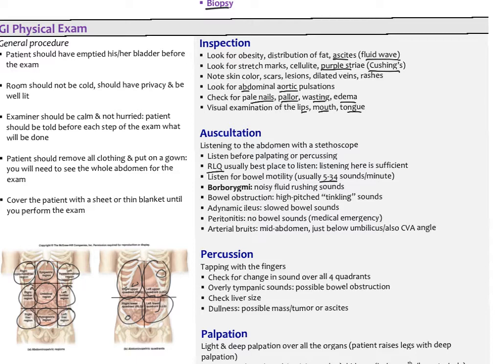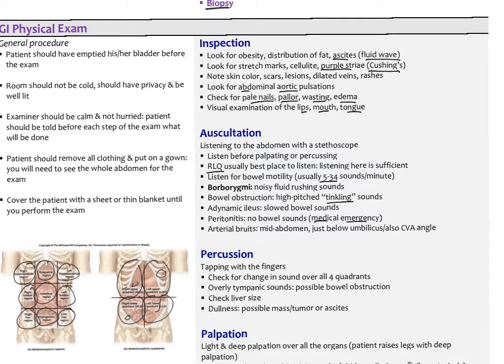That's normal. In a bowel obstruction, you often hear a high-pitched tinkling sound. That's as chyme is squeezed through that obstruction, causes repercussions, and that's what you hear there. Adynamic ileus is slowed or actually no bowel sounds, and that can happen after abdominal surgery. That happens in many other conditions, so we'll talk about ileus. Peritonitis, you'll also hear no bowel sounds, and that one's going to be extremely tender, even to put the stethoscope on the belly, and that would be a medical emergency to refer out to.